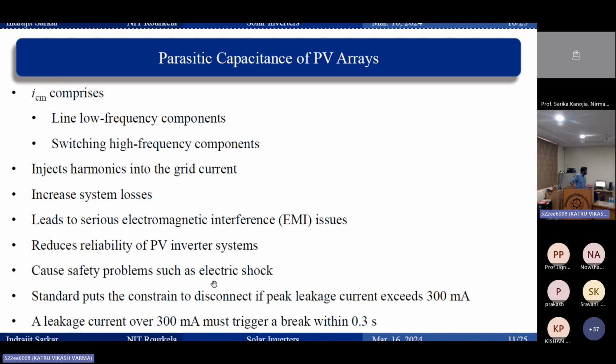There are also safety problems, such as electric shock, that people can have. That is what I was talking about. If leakage current is over 0.3 ampere, then it must trigger a breaker within 0.3 second. So a breaker will be there. If a leakage current exists, it will trip the inverter.